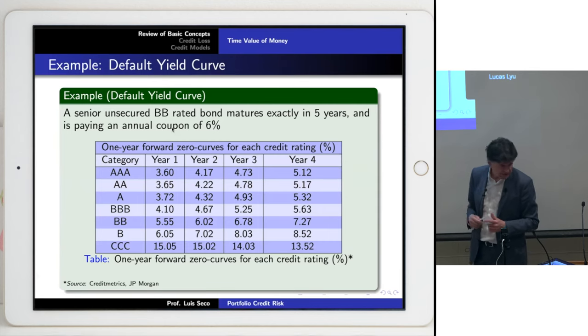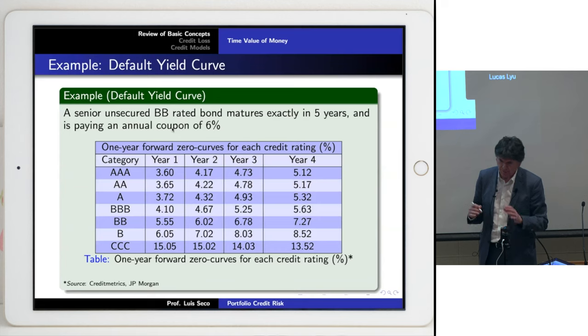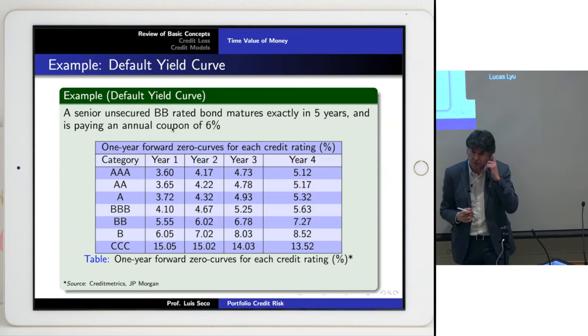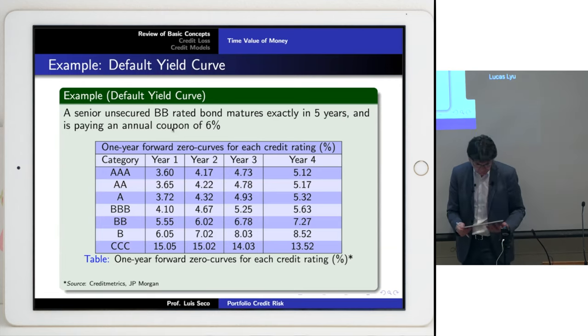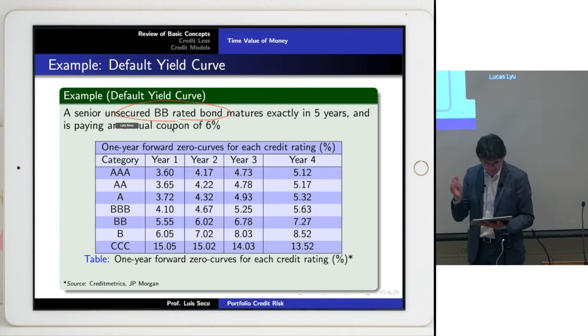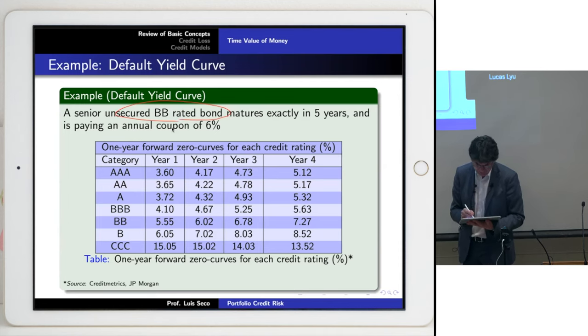I think the PRM. But we can all do things. If I give you, I mean, we haven't explained what the credit ratings are, but it doesn't matter. I think you already know enough to understand this question. And this is what this exercise says. If I have a bond, senior unsecured, we're not getting into that, that matures in 5 years and pays an annual coupon of 6%.